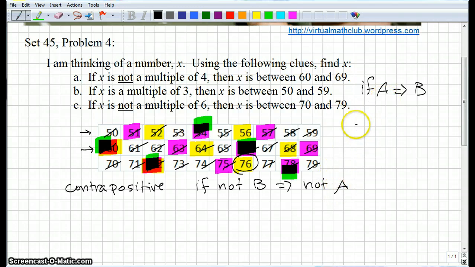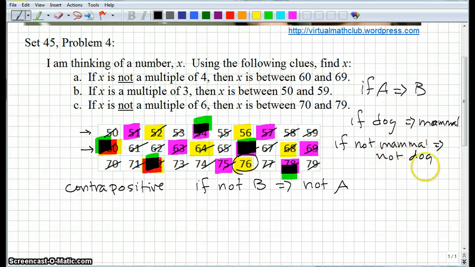And let me give you an example here. So if we have if dog, then mammal. If that's a true statement, then we can also say that if not mammal, then not dog, right? That makes sense. If it's not a mammal, it can't be a dog, right? So if the positive is true, then the contrapositive is also true.